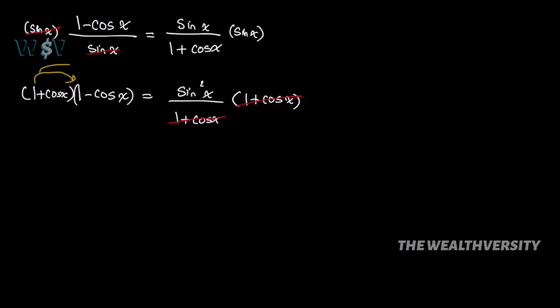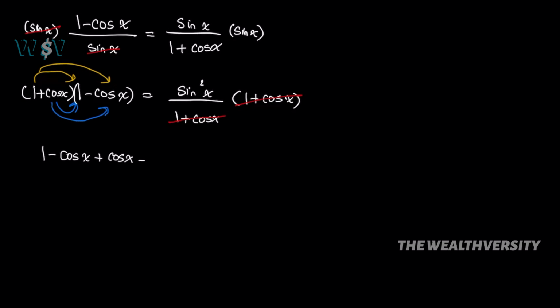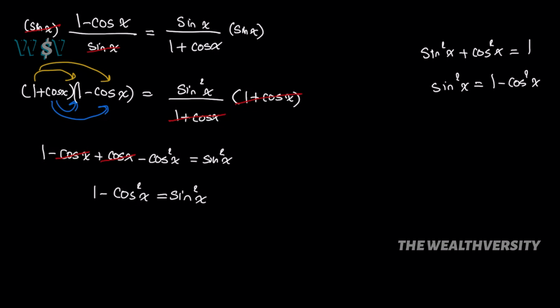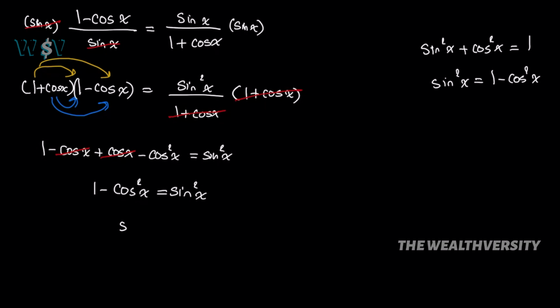We multiply 1 plus cos x times 1 minus cos x, and see that the cos x cancels, so we are left with 1 minus cos x squared is equal to sine x squared. And we know that using the sine x squared plus cos x squared is equal to 1 identity, 1 minus cos x squared is equal to sine x squared. So when we sub that back in the equation, we get sine x squared is equal to sine x squared. So left side is equal to right side. Therefore, this identity has been proven.